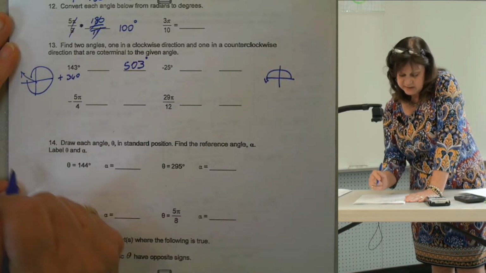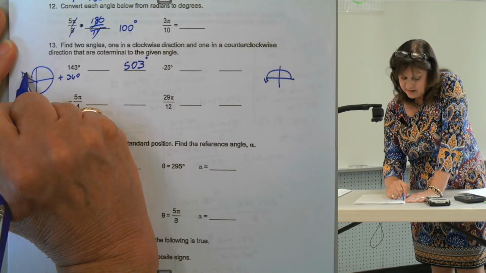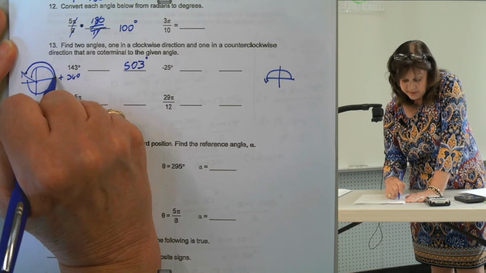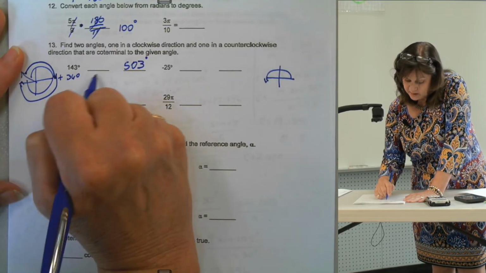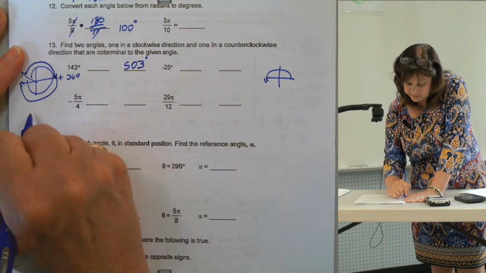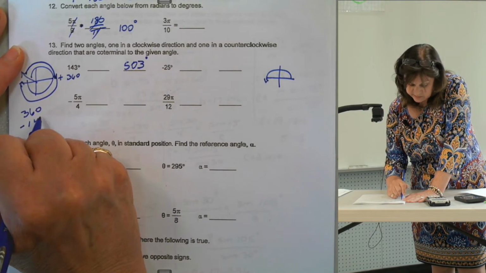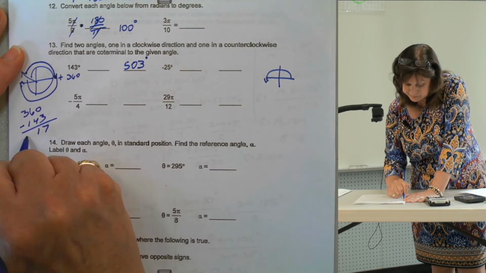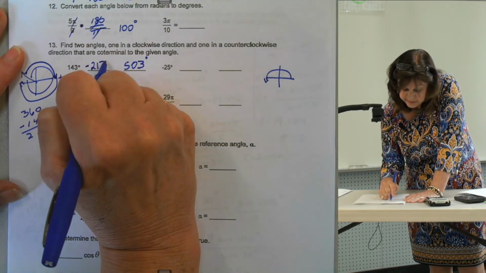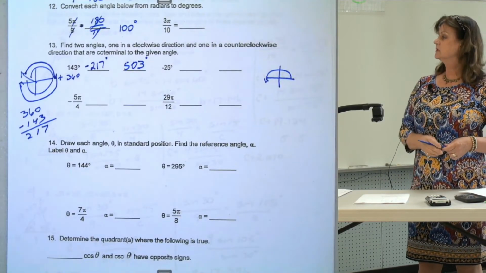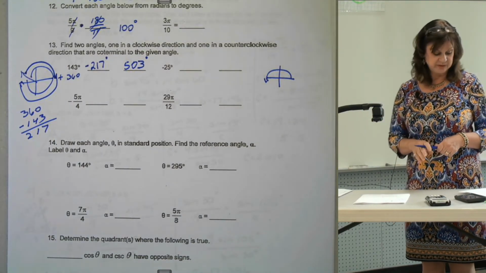If I'm moving in a clockwise direction, then I'm going back to 0, right? And then I'm going to start counting again. So I've got, I'm kind of out of room here, but 360 minus 143. And I've got negative 217 degrees, because I'm going to go from 143 back to 0 and then start counting again in a negative direction.